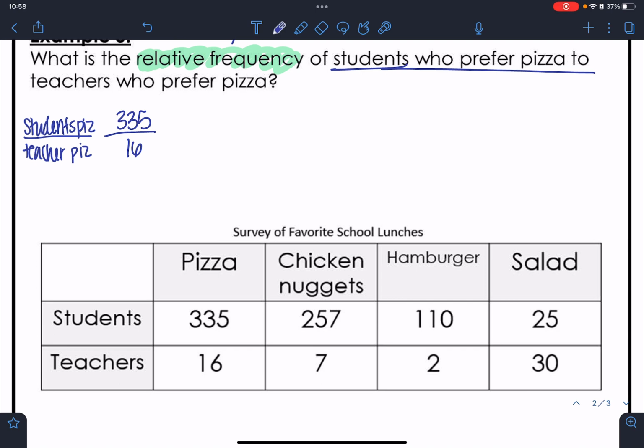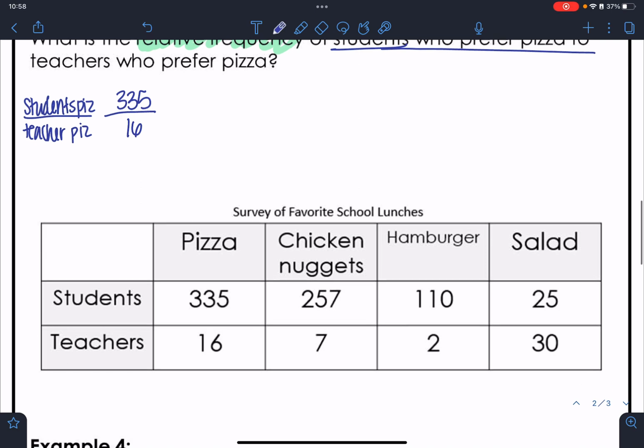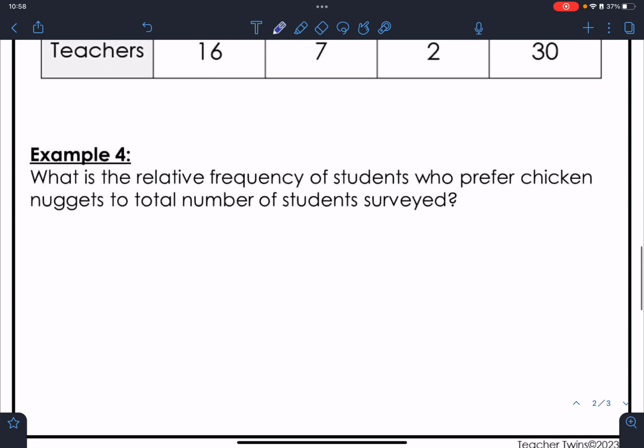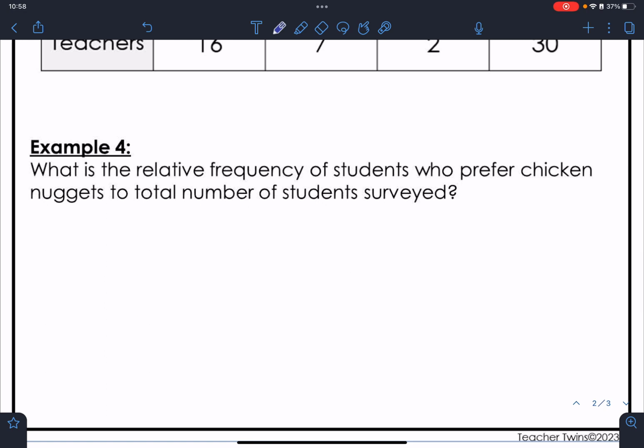We cannot reduce here. One is odd, one is even, so it doesn't go into 2, doesn't go into 3. We can't reduce, okay? So let's try that again. What is the relative frequency of students who prefer chicken to total student survey?